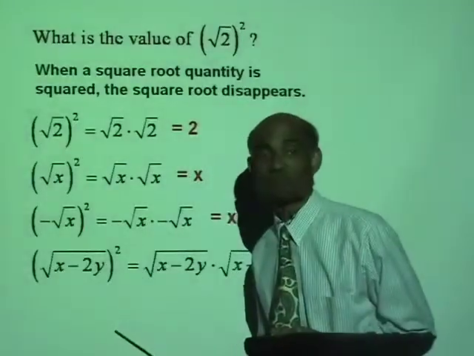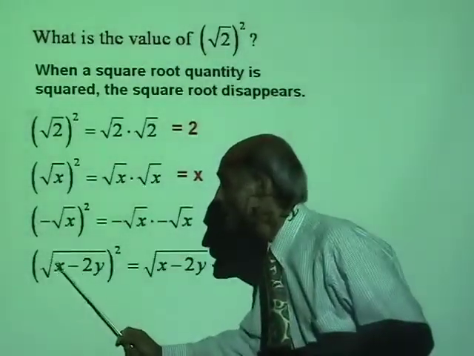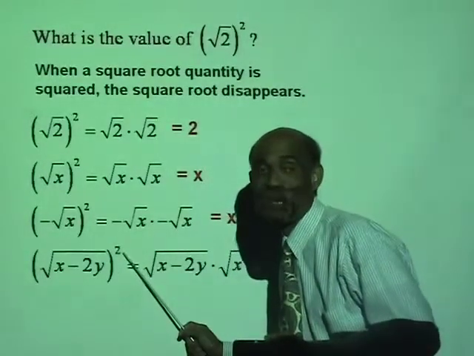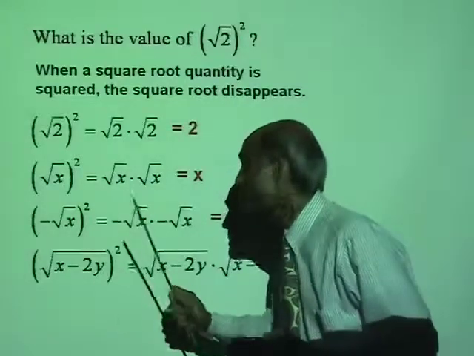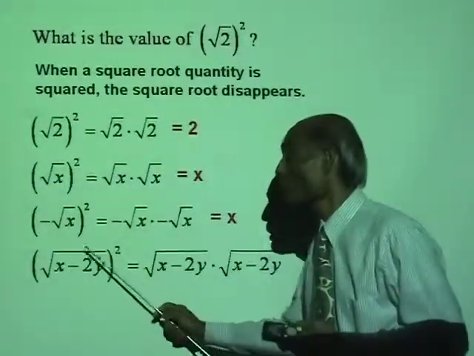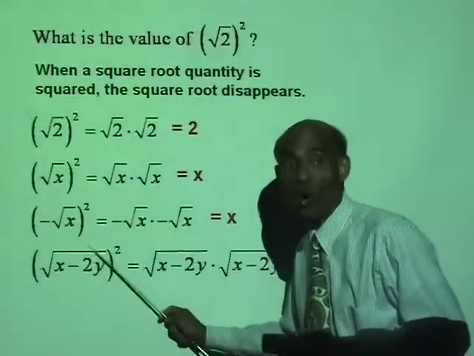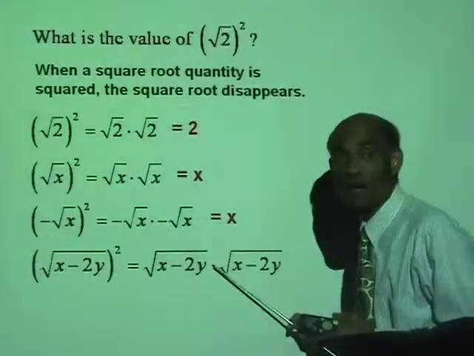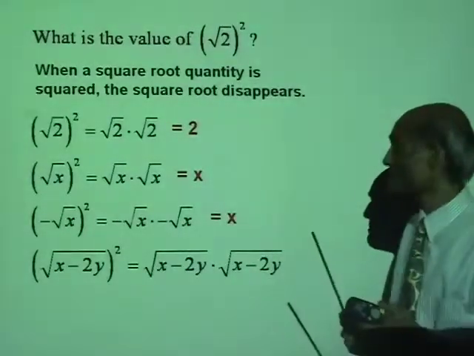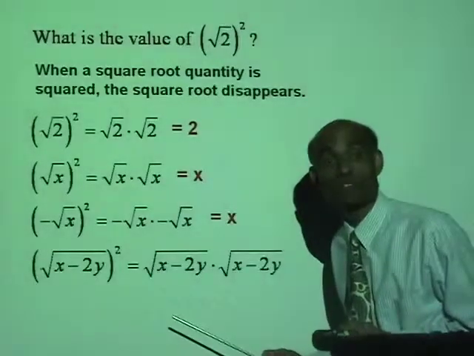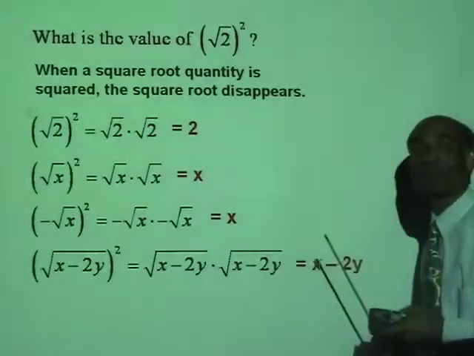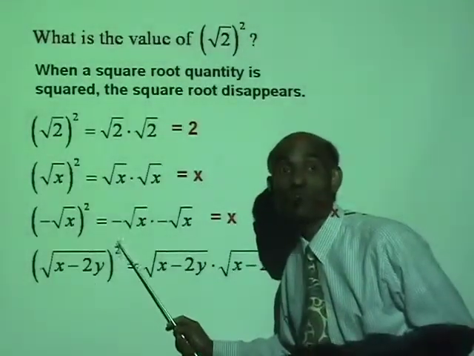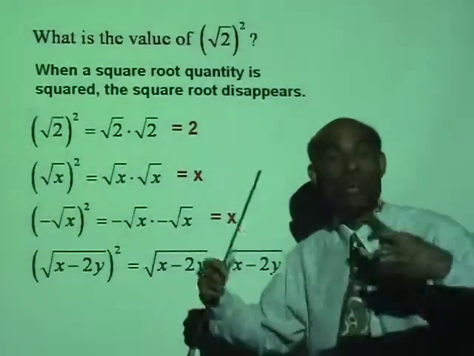How about this? When you take a square root quantity and square it, what will happen? The square root sign will disappear. So square root of x minus 2y all to the power of 2 is square root of x minus 2y multiplied by square root of x minus 2y. And what is that equal to? x minus 2y. So any quantity under square root, if you square it, the square root sign will go.